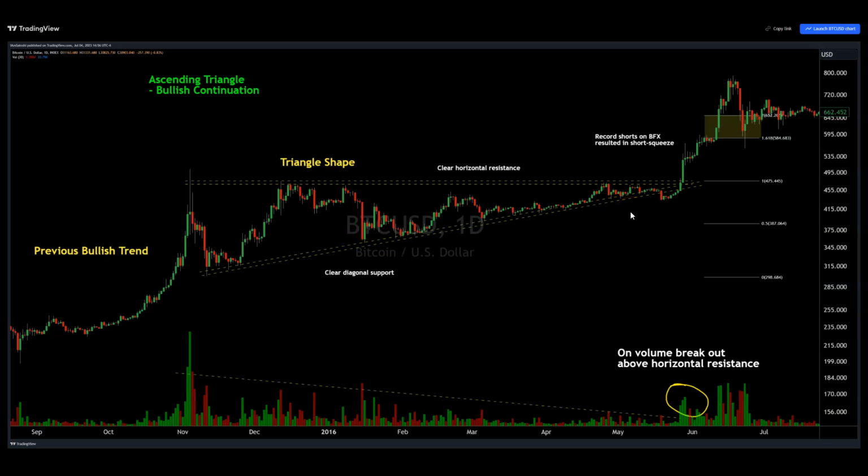Not all these are perfect. And depending on how wide you set your levels, you would have got stopped out on this easily, guaranteed, right? So maybe you get stopped out, maybe you re-enter, but in any case, you know where that horizontal line is, and that's where the price wants to go. Eventually, we do get what's called an on-volume breakout.